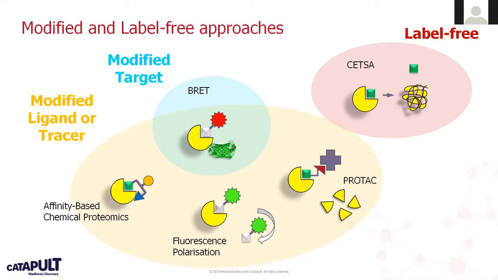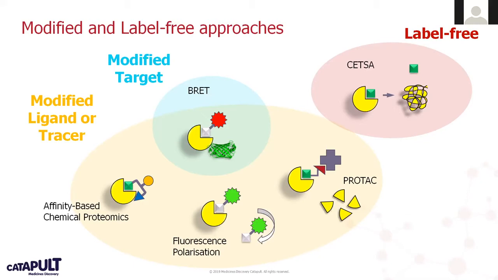On the other hand, you might have an approach such as BRET, which requires both modification of the ligand to form a tracer molecule and also modification of the target itself. But the trade-off here is that you get much more detailed characterization data, so your characterization of that ligand-target interaction in the intracellular environment is much more detailed. And then there's a range of other approaches shown in yellow, which rely just on a modified ligand or tracer.